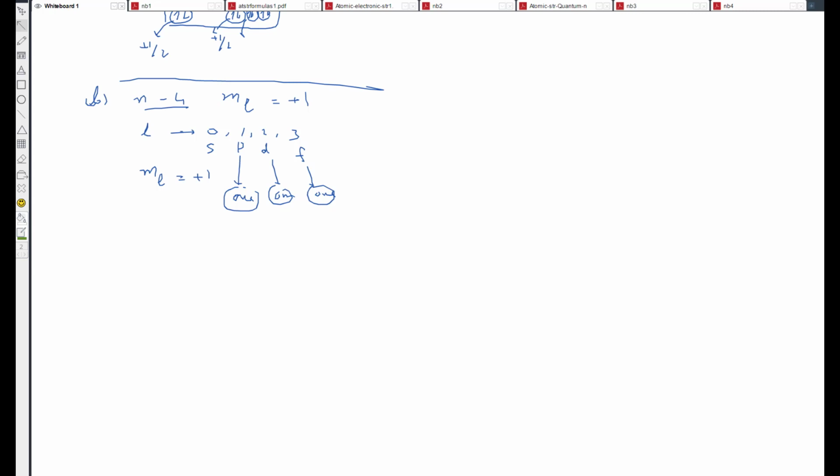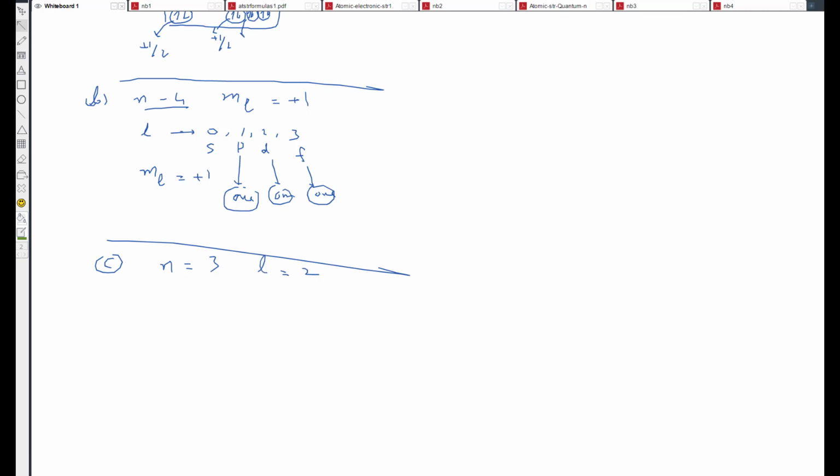All right. So it's asking the maximum number of electrons in... What are the values given here? N is equal to 3, and L is equal to 2. Not only give the answer, also explain it to me.